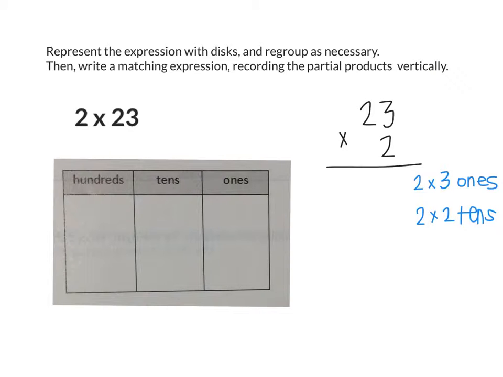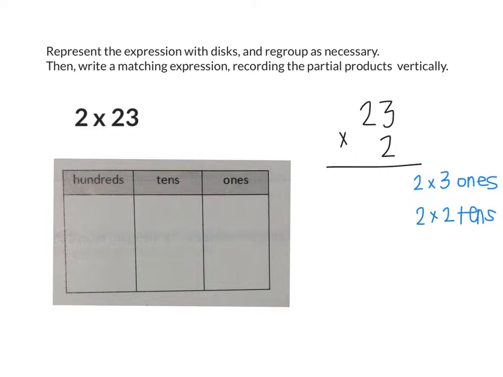Okay, so first set yourself up with a nice big place value chart because we're going to draw discs inside of it. For this one, you will need a ones place, a tens place, and a hundreds place. Then go ahead and copy down the problem, 2 times 23. You can see the question's asking us to make 2 copies of 23.